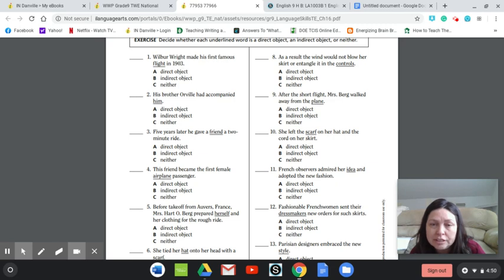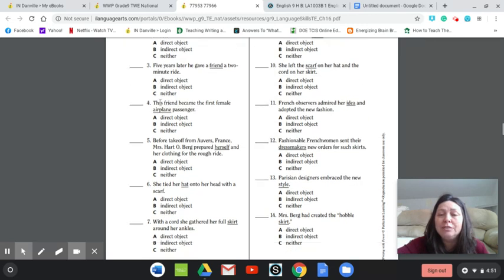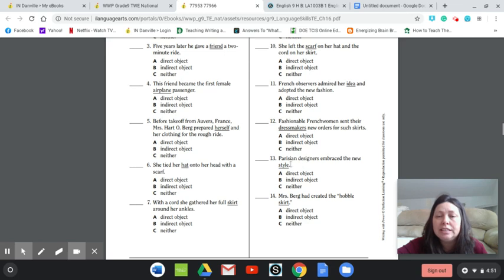She left the scarf on her hat and the cord on her skirt. So scarf is what's underlined. So left what? The scarf. So it's direct object. All right. The observers admired her idea. What did they admire? The idea, direct object. Take a look at number 12. This one was maybe tricky. Sent what? Orders. So that would be the direct object. To whom? The dressmakers. So dressmakers is an indirect object, B. All right. And then finally, 2 more. Embraced what? Style, direct object. And then created what? Skirt, direct object.